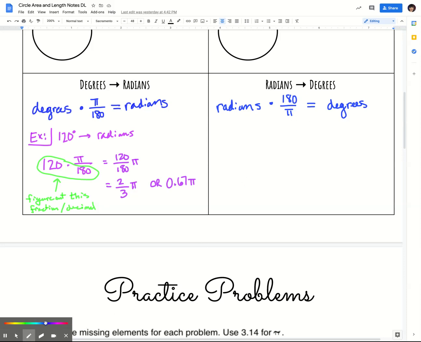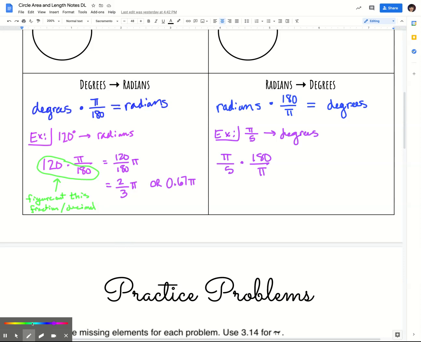All right, so here, we're gonna do an example, okay? So I would like to convert pi over 5 to degrees. Okay, so pi over 5 is my radian, so I have pi over 5 times 180 divided by pi.